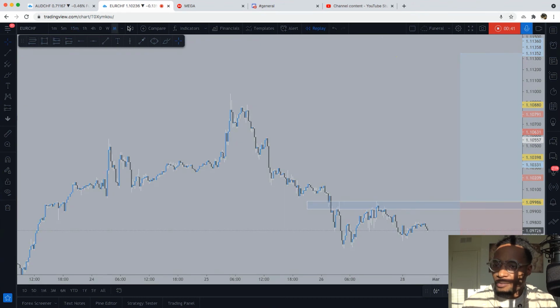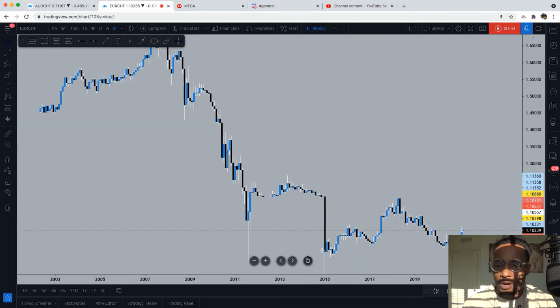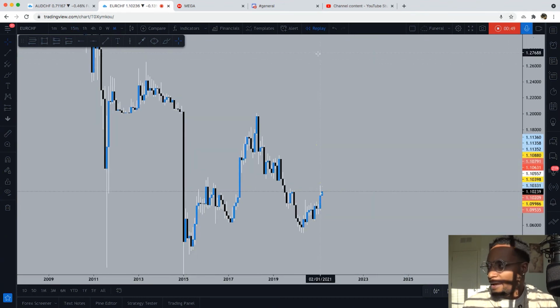Our multi-time frame analysis tells us we start on the monthly. On the monthly, what do we have? We had the market that was creating higher highs and higher lows. So we were breaking structure to the upside, creating higher highs and higher lows. That's what we have on the monthly.